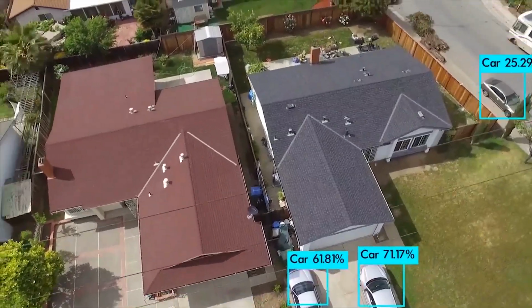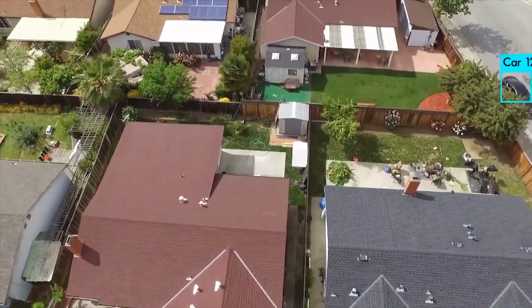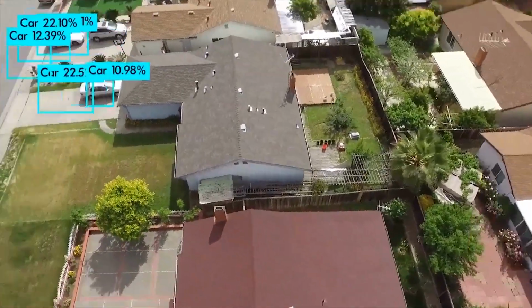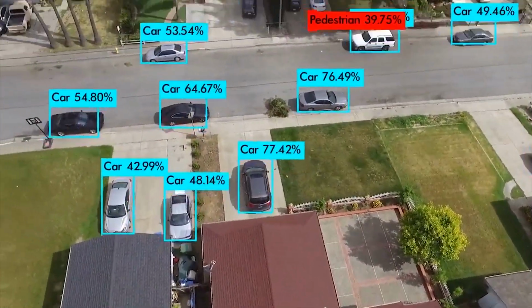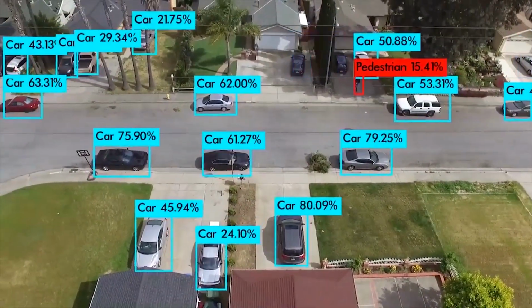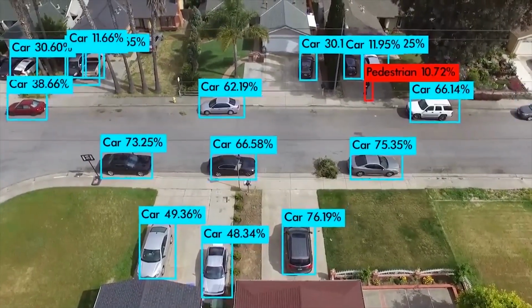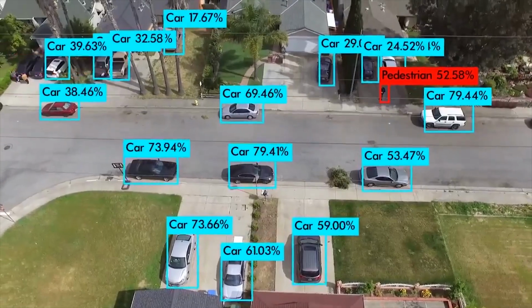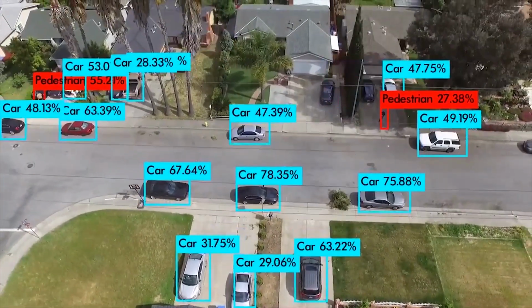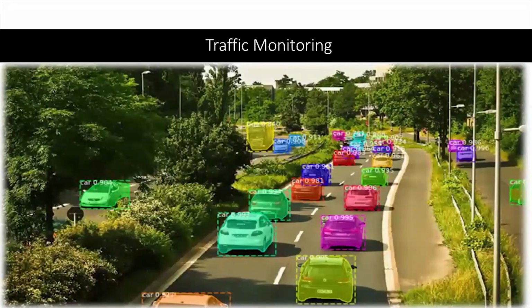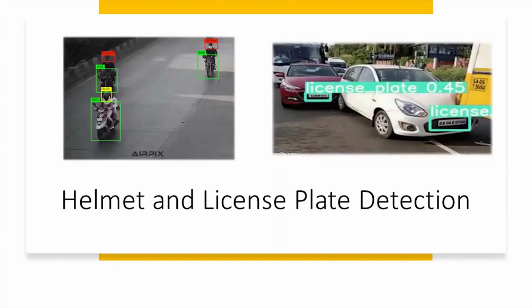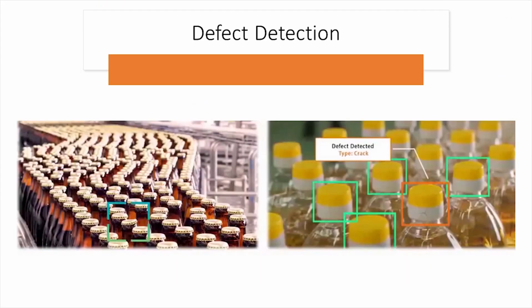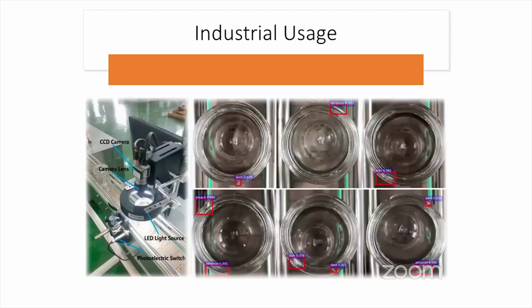Object detection is used for surveillance and security using drones to identify and track suspicious activities, intruders, and objects of interest. It enables real-time monitoring and threat detection in public spaces, airports, banks, and other security-sensitive areas. Object detection is used for traffic monitoring, helmet and license plate detection, player tracking, defect detection, industrial usage, and much more.